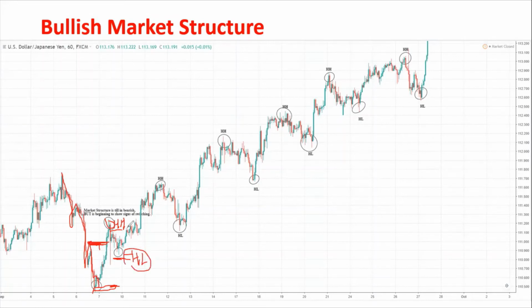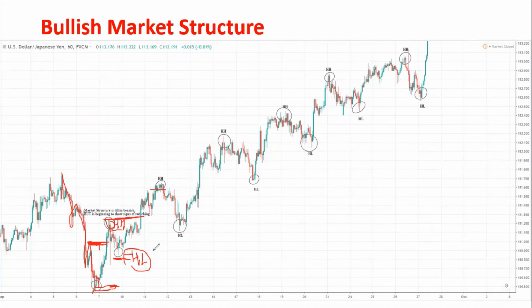Then the market went up to this high. So the market came and broke this previous higher high. Now we'll have a new higher high here, and that is why this is our higher zone. This is now our higher high, and the market came down to this low.